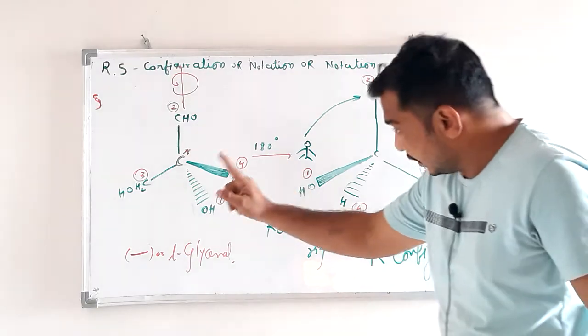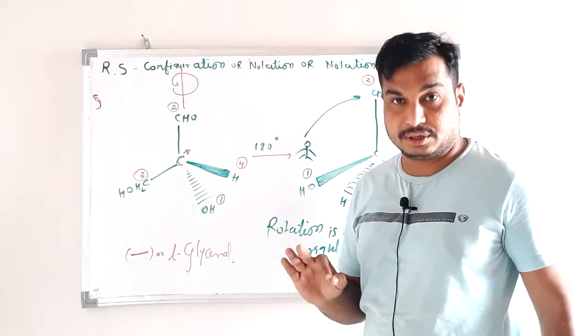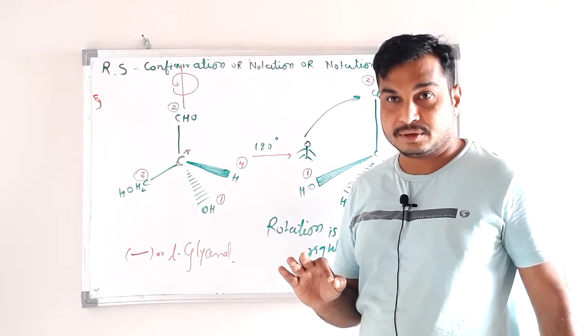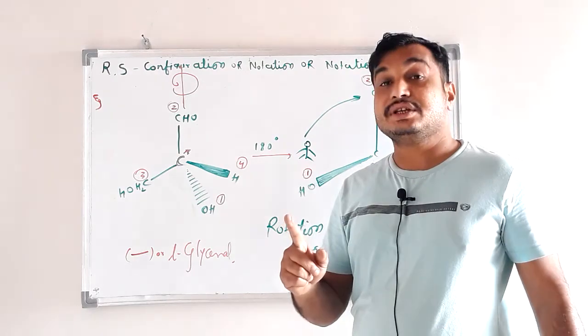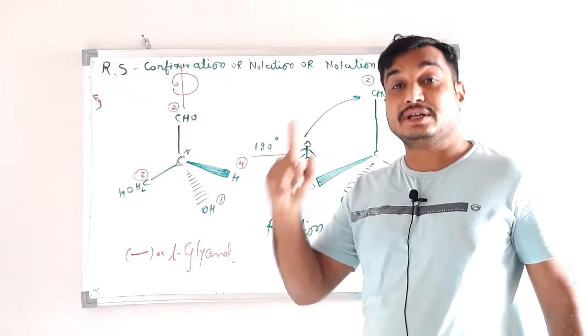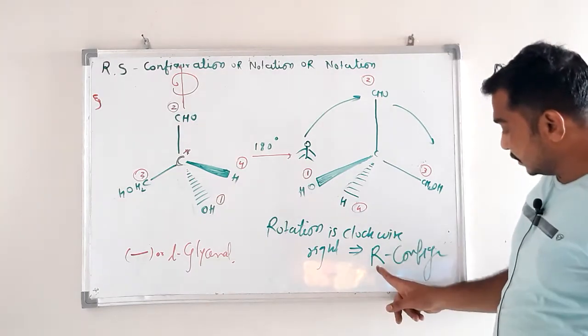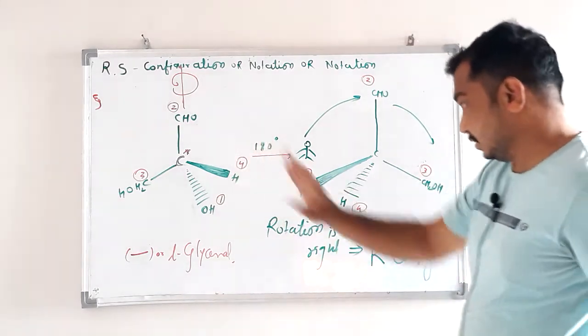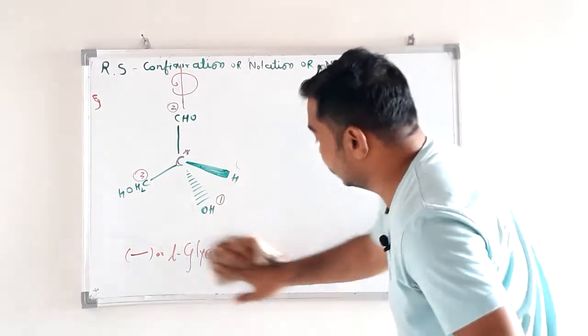Okay. Actually these two compounds are enantiomers of each other. Enantiomers means non-superimposable mirror images of each other. These enantiomers have opposite configuration. See, now this compound has R configuration, and the other has S. So these are the procedures.